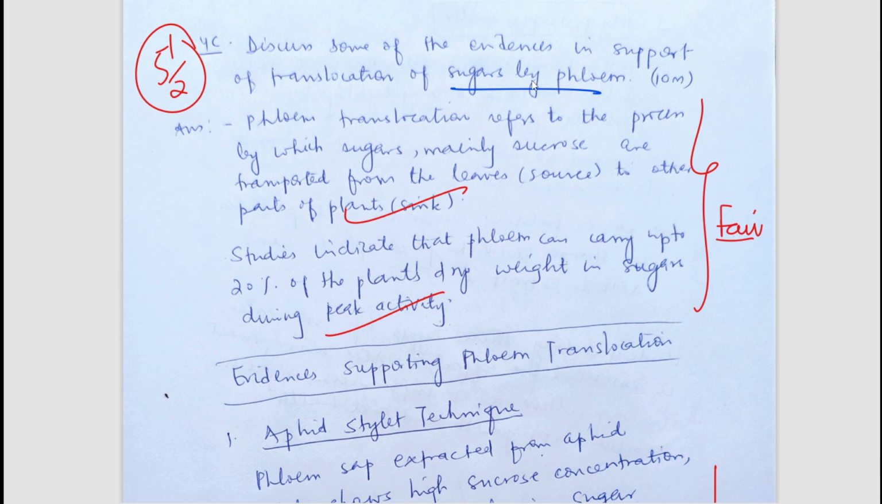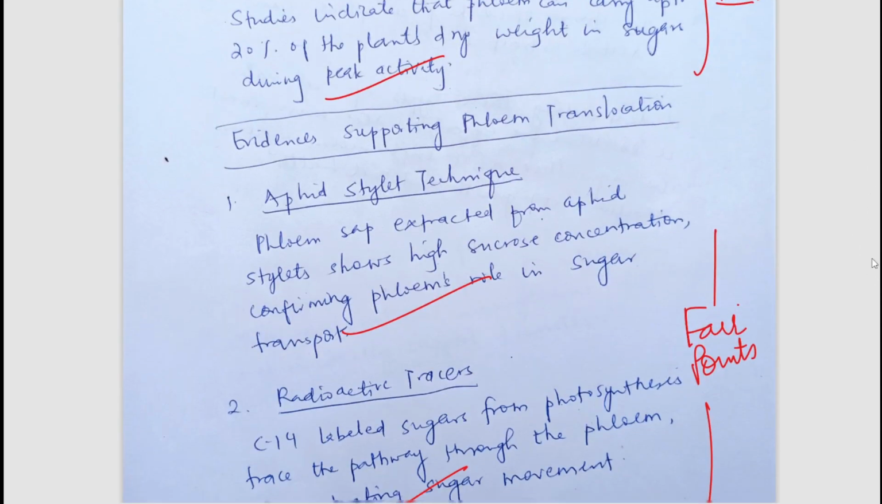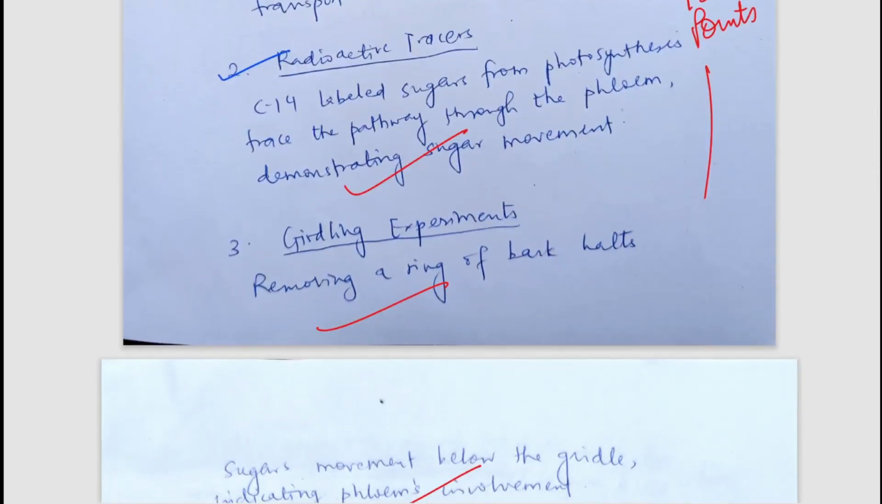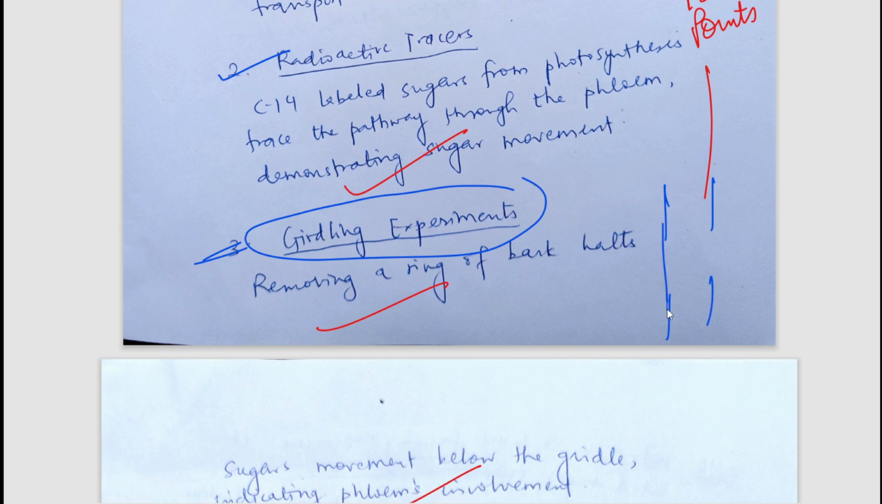Now, the next question was, discuss some of the evidences in support of translocation of sugar by phloem. Okay, so what are the evidences? We will see. First of all, we can use the aphid stylet technique. We can use radioactive tracers. The most important here is the girdling experiment. What we will do here, suppose this is the tree, and you will remove some portion here, so that the phloem is removed.